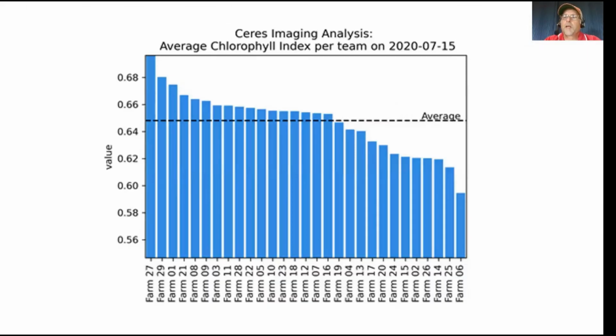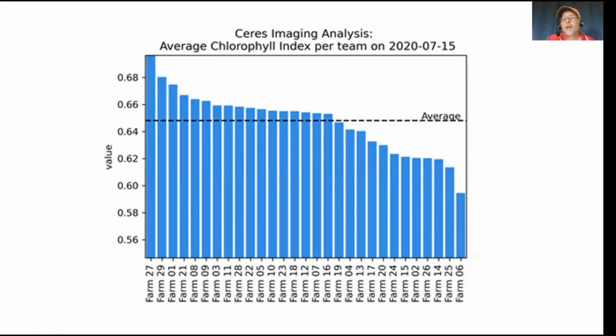The other thing that's kind of interesting, some of these products have the imagery analysis that goes with them. Again, a Cirrus image here. You can see average chlorophyll index per team. This would be for the sprinkler corn competition. You notice farm 06 is very low chlorophyll rating compared to the rest of the field, rest of the participants.